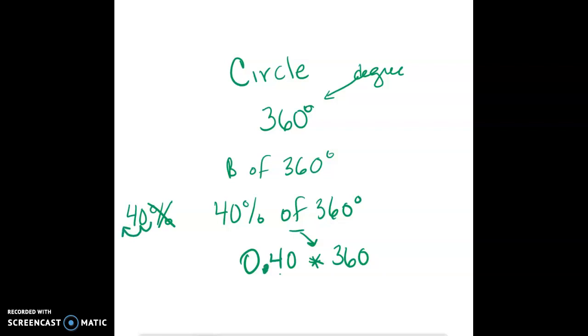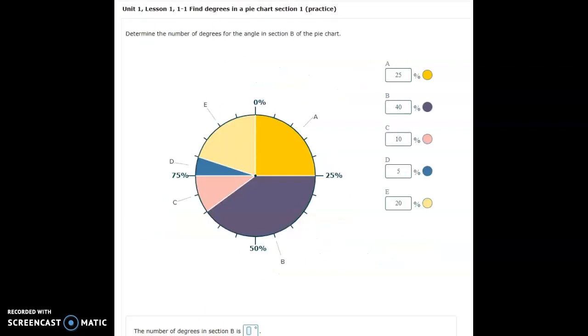So now I put this in my calculator, and when I did that, 0.4 times 360 gives me 144 degrees. And so I'm going to put that in here. They already have the degree symbol for me, so all I need to do is type in 144 here, and then hit check answer, and it will give me a green check mark that I did this right.